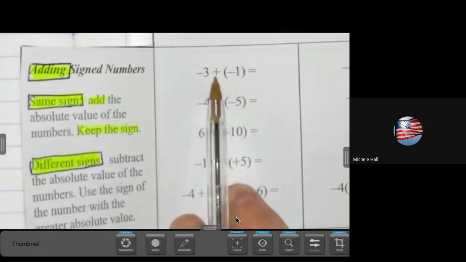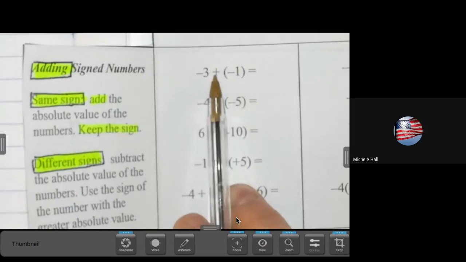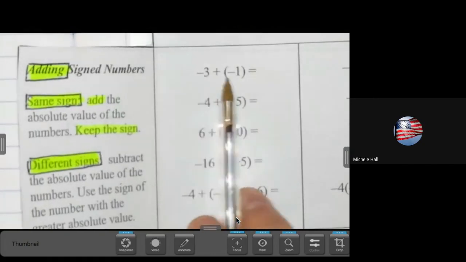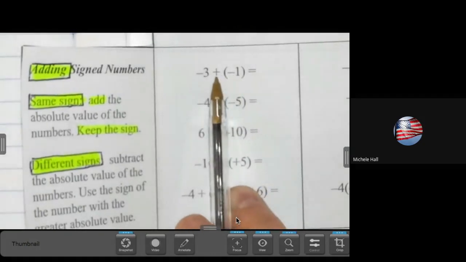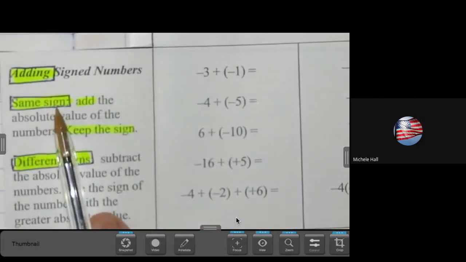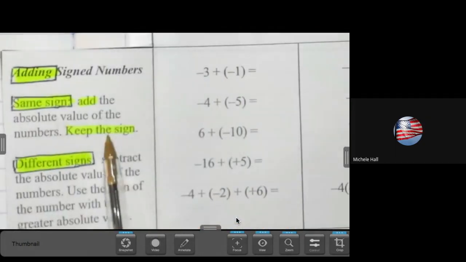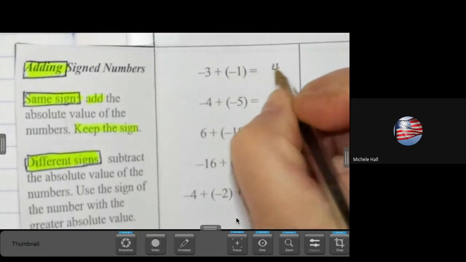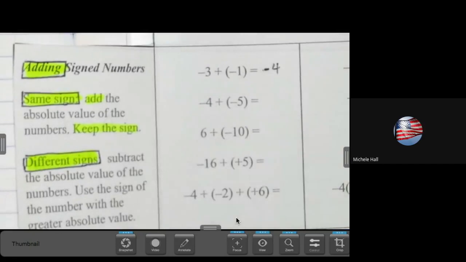on the first example we're adding, are we adding integers that have the same sign or different signs? They have the same sign, -3, -1. I'm adding integers that have the same sign. So it says when it has the same sign, you add it up and then keep the same sign. 3 + 1 is 4, and I keep the negative sign. It's -4.